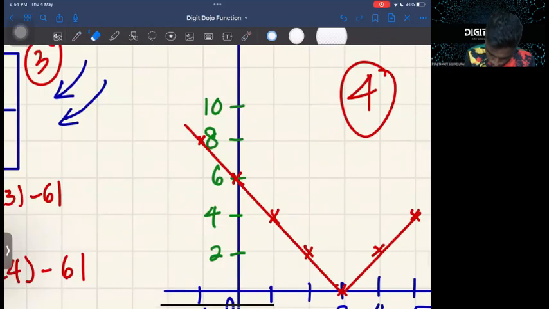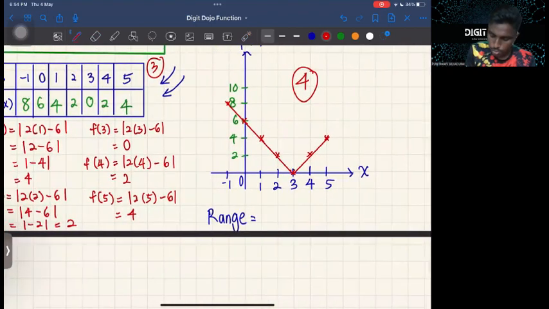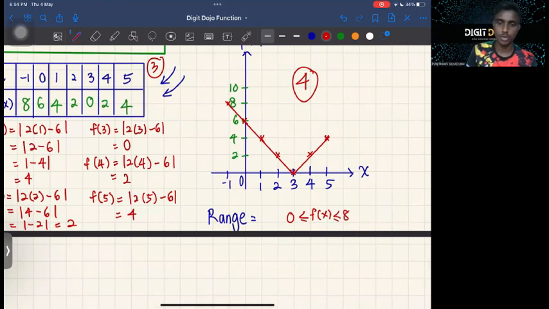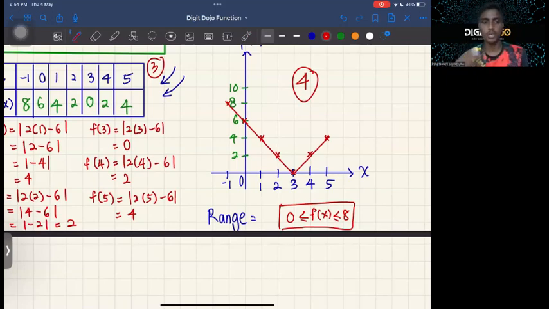I'll be erasing this one. So your f(x), the range will be: lowest is 0, so you have to put more than or equal to 0. Maximum is 8, so less than or equal to 8. This would be your range. You have to be good at writing the ranges: more than or equal to 0, less than or equal to 8.